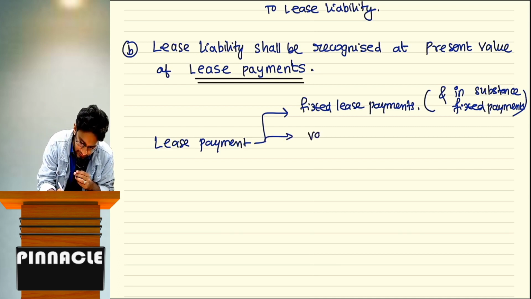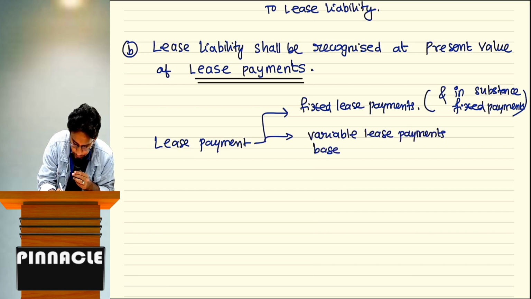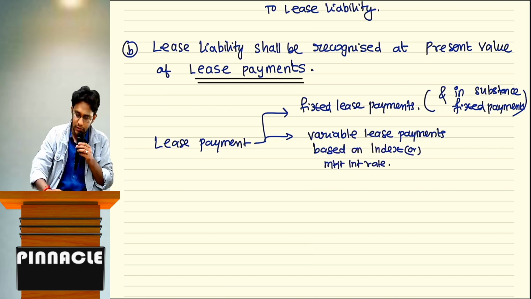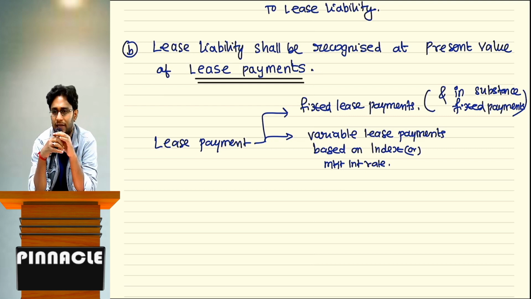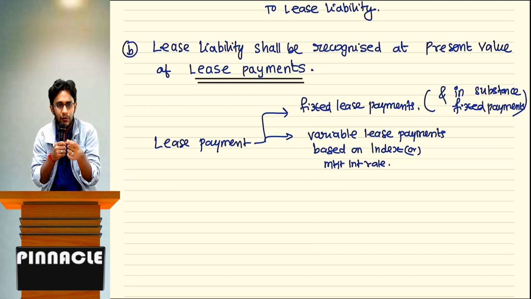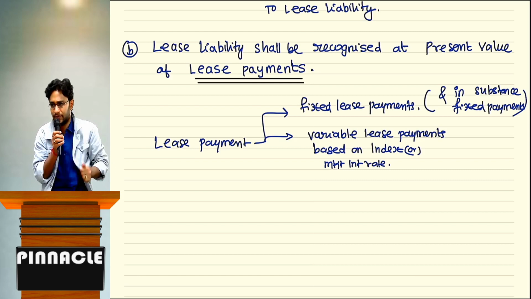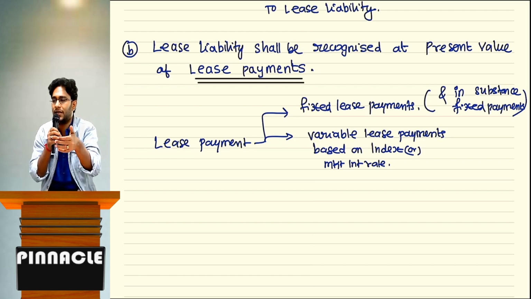Second, sir, is variable lease payment based on index or market interest rate. So for example, every year lease rent fixed is 10 lakhs, but each year's lease rent will increase at the rate of inflation rate in the market. So at the end of each year, lessor will go and see an already defined inflation index. Suppose it says 8%. So current year if I pay 10 lakhs, next year we will be paying 10 lakhs 80,000.